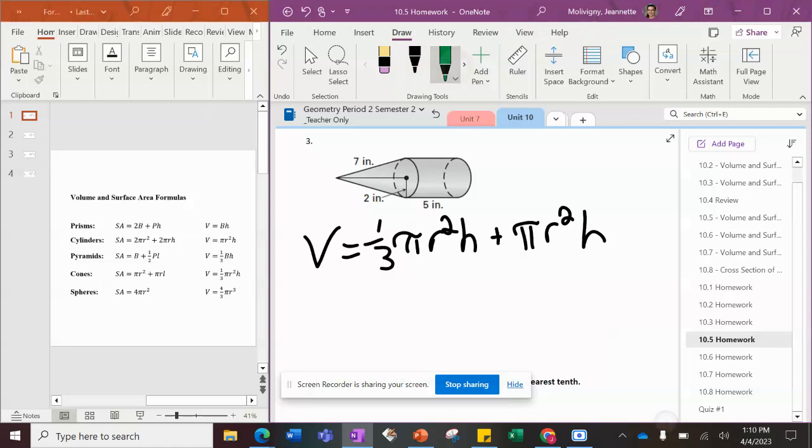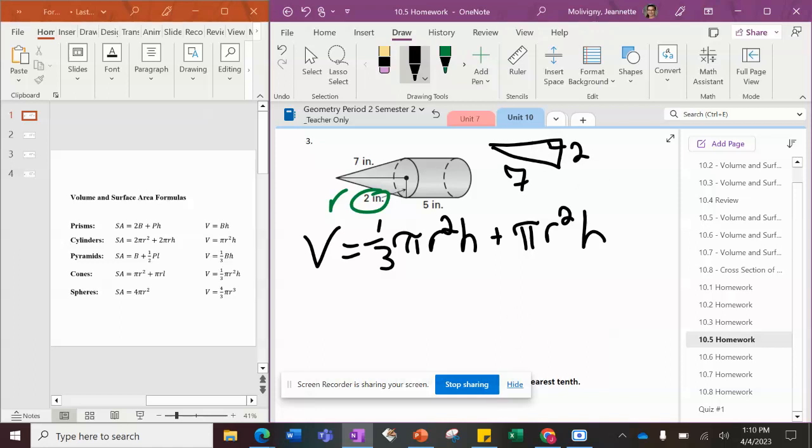So if we look in here, the radius of both the cylinder and the cone are both going to be 2. And then they do not give us the height of the cone. So we are going to have to figure that out. So in there, we do have a right triangle. We know the radius was 2 and that the slant height is 7. So we're going to use Pythagorean theorem to find that missing height of the cone.